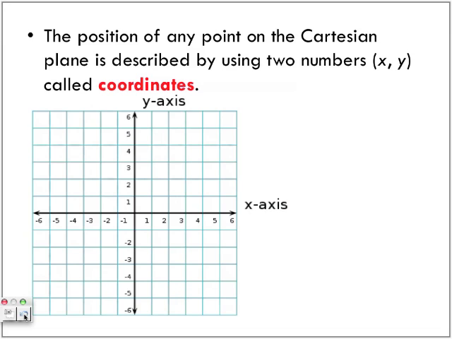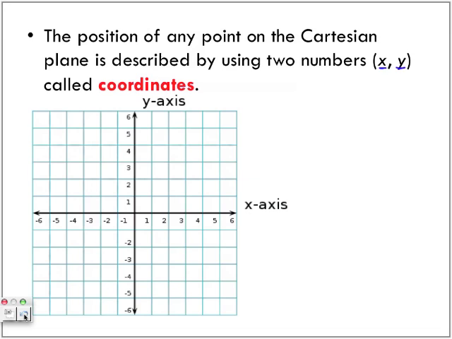Now, the position of any point on the Cartesian plane is described by using two numbers called coordinates. And this is the x and y. So notice that you will see two numbers separated by a comma, but in between a set of brackets. The first number is represented with the x. The second number represents the y. Think about it in terms of the letters of the alphabet. X comes before y. So the first number is going to represent the x value, the second the y.